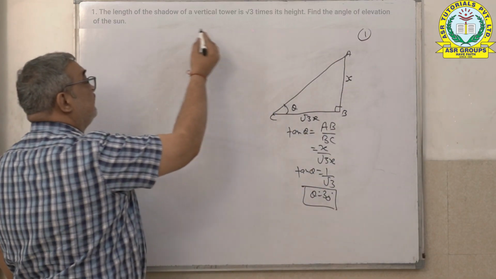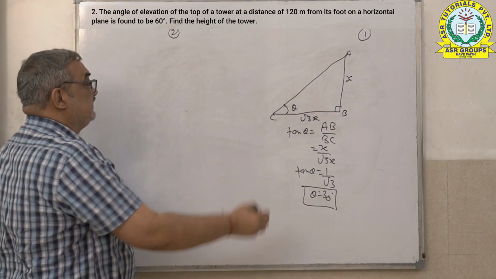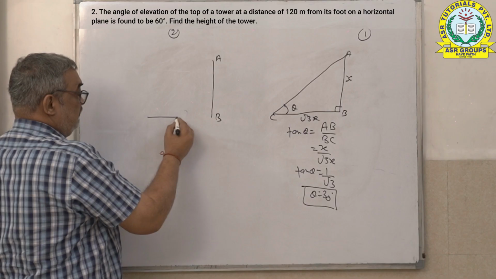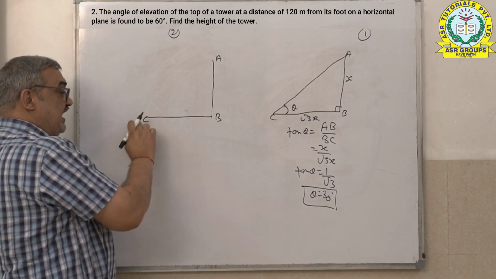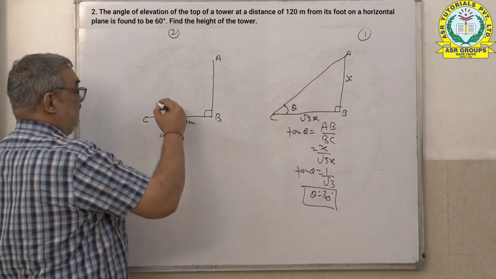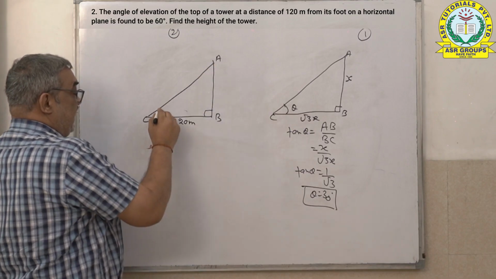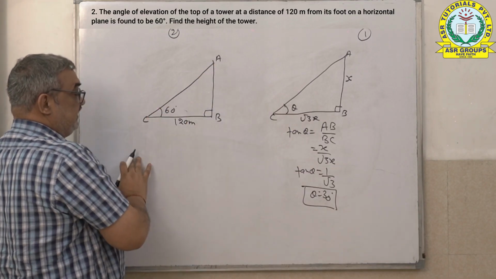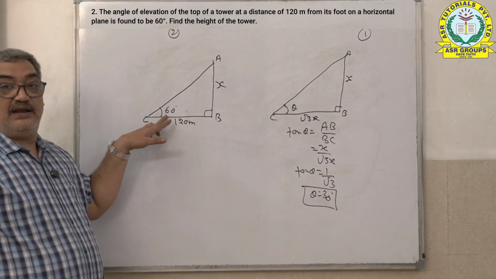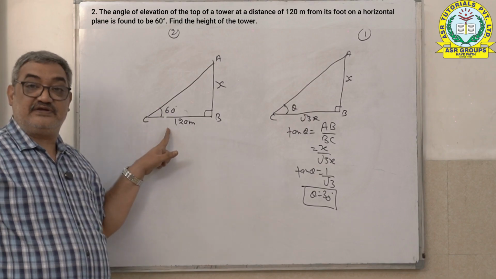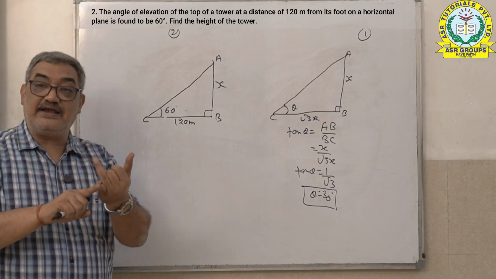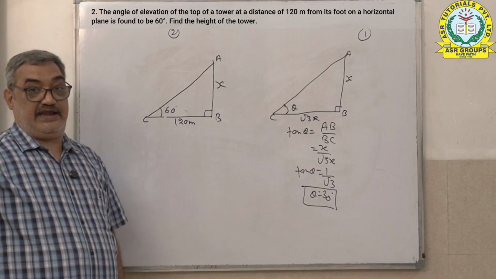Now, the second sum. This is the tower. A person stands 120 meters away from the tower. The angle of elevation is 60 degrees. Find the height of the tower. Again, I know the angle, I know the distance, I don't know the height. Now what are you going to use? Sine, cos, tan. We are going to use tan again.